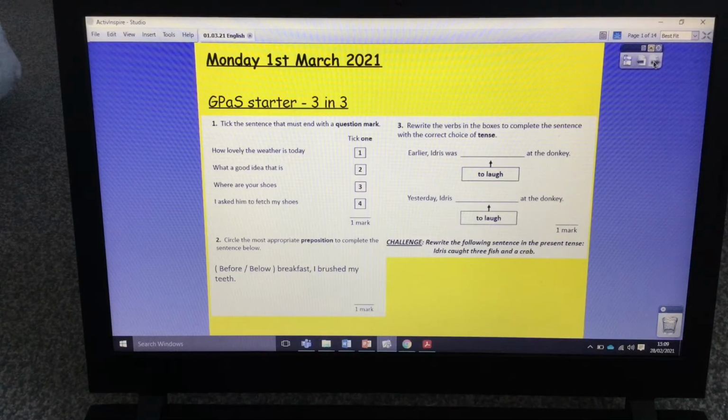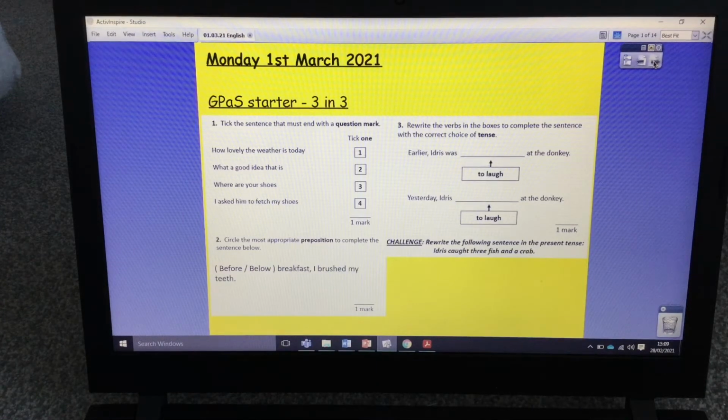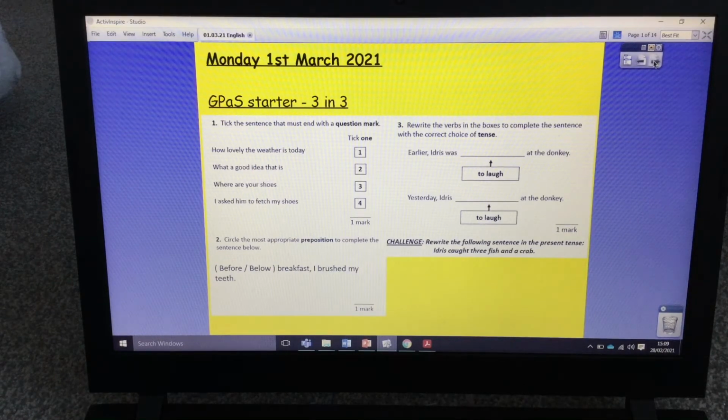And the verb is to laugh, so you need to write the verb to laugh correctly in the spaces for each sentence. If you finish before your 3 minutes is up, have a go at the challenge. Rewrite the following sentence in the present tense. Idris caught 3 fish and a crab. Pause the video now and set your timer.